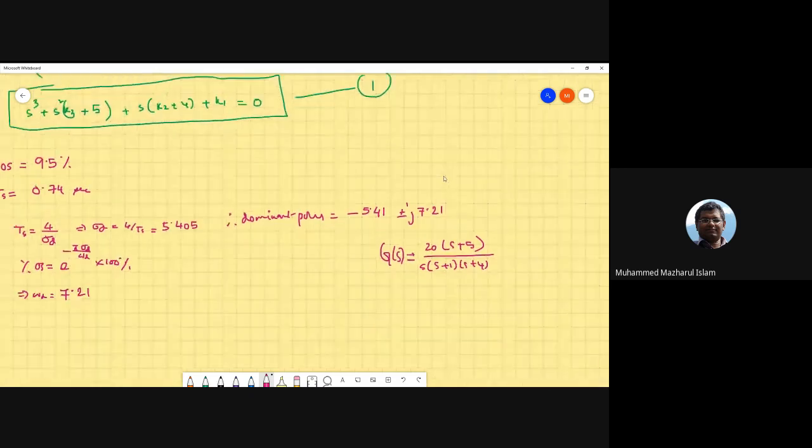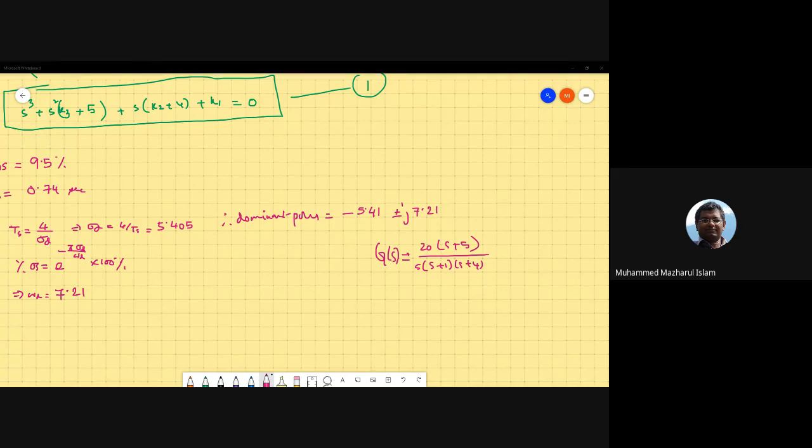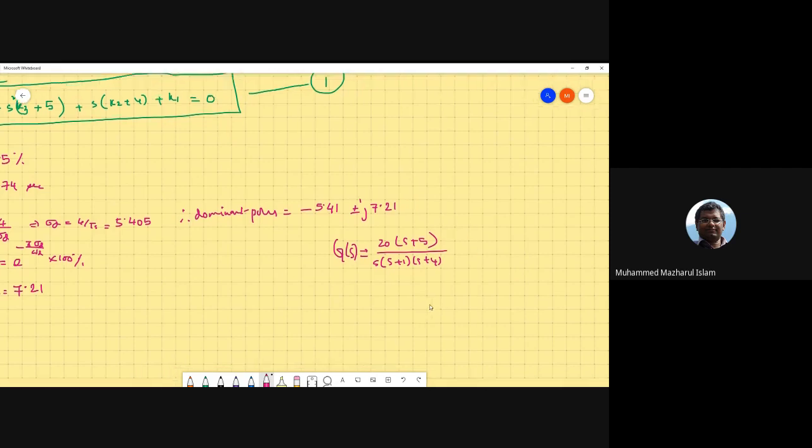Now the question is, what about the third pole? Because we cannot just arbitrarily remove a pole from a system. That would make it completely different. Any ideas? Actually, we can place that pole anywhere we want. Okay, we have that liberty. The third pole can be placed anywhere we want. So where do we place it?